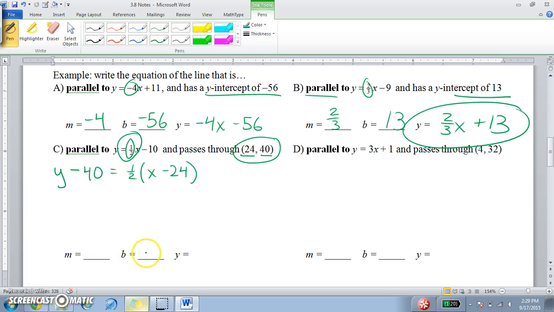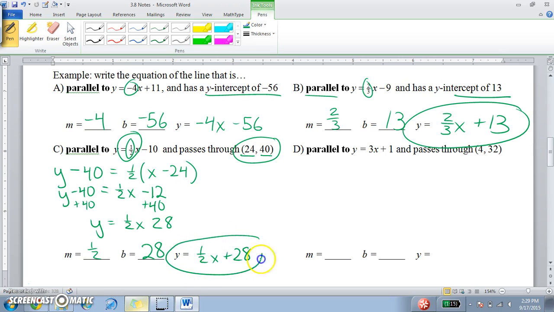I still need to find the y-intercept. So like we did before, we have to solve this equation for y. First we have to distribute. So 1/2 x, 1/2 of 24 is 12, so this becomes a minus 12. Then I have to add 40 to both sides. So y equals 1/2 x, negative 12 plus 40 is 28. So y-intercept b is 28, slope is 1/2, y equals 1/2 x plus 28.